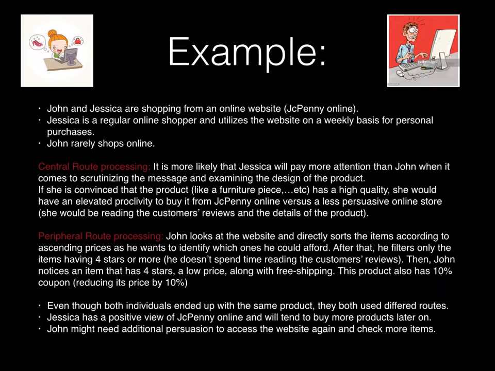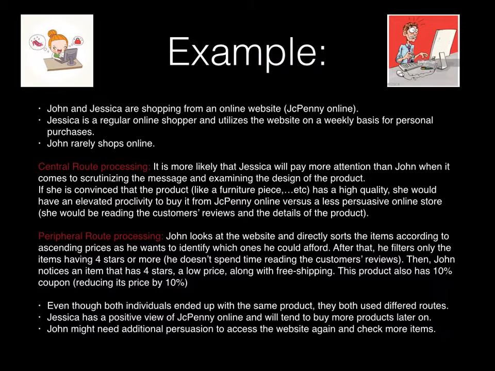Basically, it is anticipated that Jessica will be following the central route processing. She will be more likely to pay attention than John when it comes to examining the message and scrutinizing the design of the product. If she is convinced that the product has a high quality, like a certain TV or furniture, then she would have an elevated proclivity to buy it from JCPenney online versus a less persuasive online store. She also might end up reading the customers' reviews and the details of the product in order to understand the level of the quality of the product.